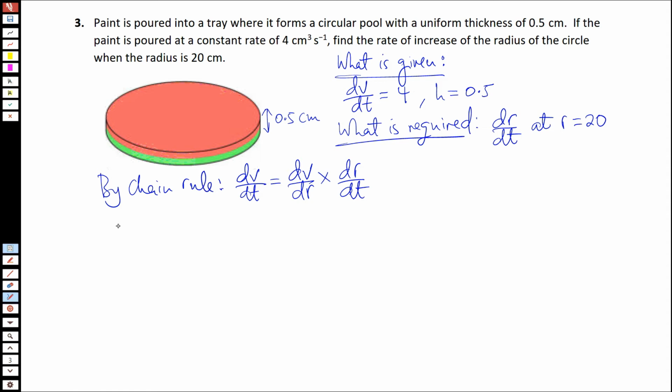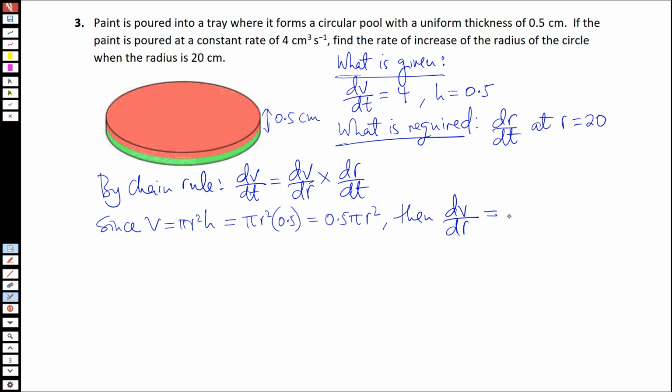All right, so let's start with the volume. Since volume is given by pi r squared times height, because it's a cylinder, and because the height is fixed at 0.5, this will be pi r squared multiplied by 0.5, which is just 0.5 pi r squared. Then dv over dr will be equal to just pi r. If you differentiate, 2 multiplied by 0.5 is 1, so that will just be pi r. So at r is equal to 20, dv over dr will be equal to 20 pi. You substitute 20 in place of r.